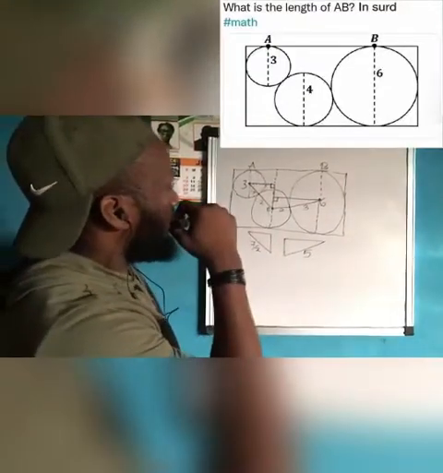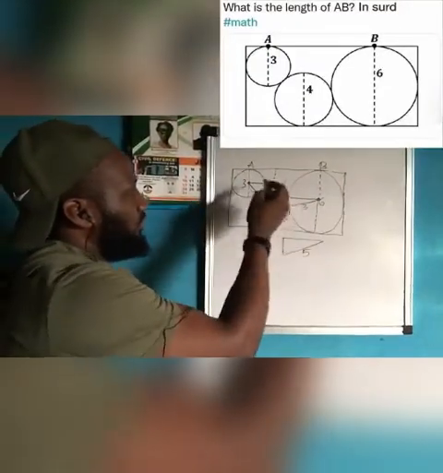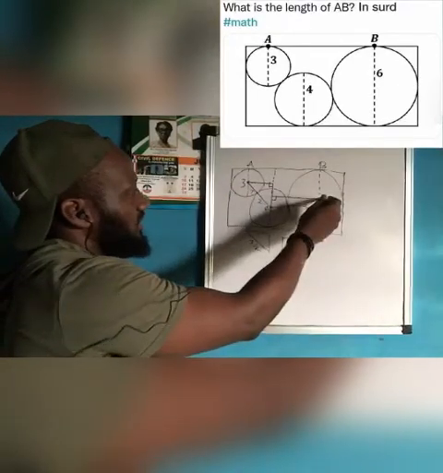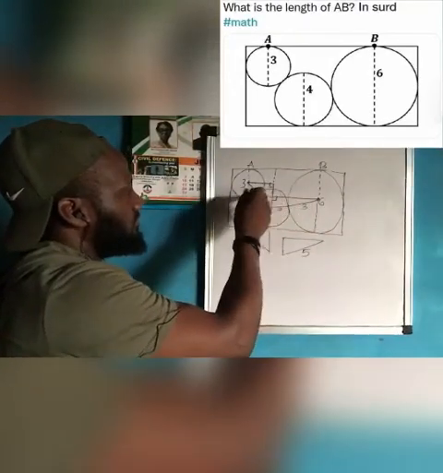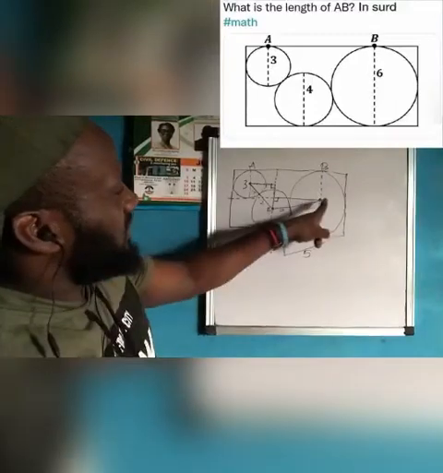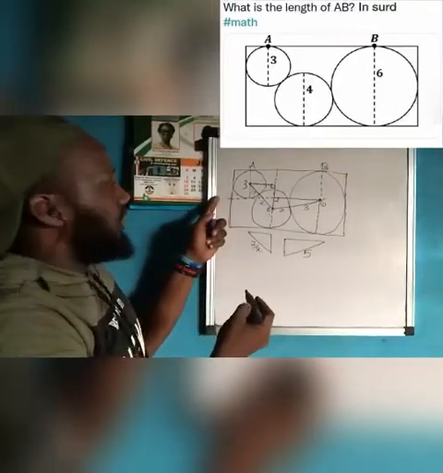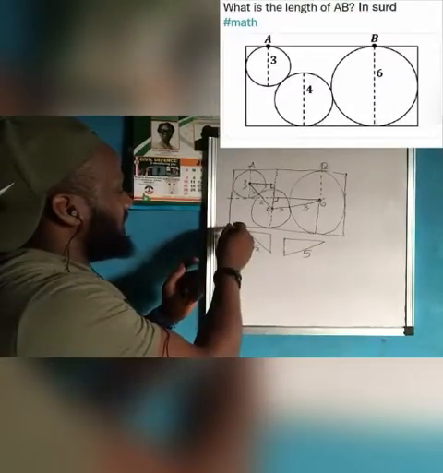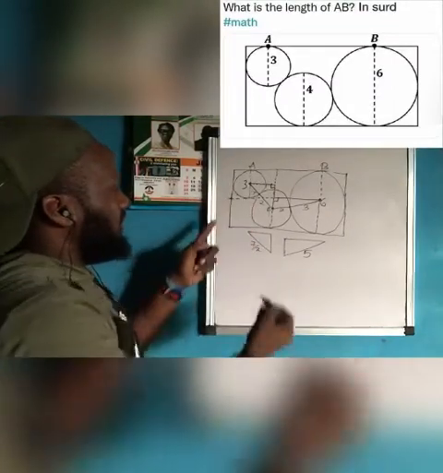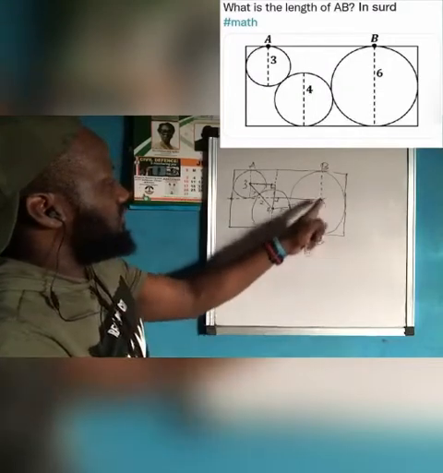So this will help. If we elongate this horizontal line from the center of this big circle to the end of the rectangle like this, we know that the length from here to here will be the radius of this big circle, which is 3.